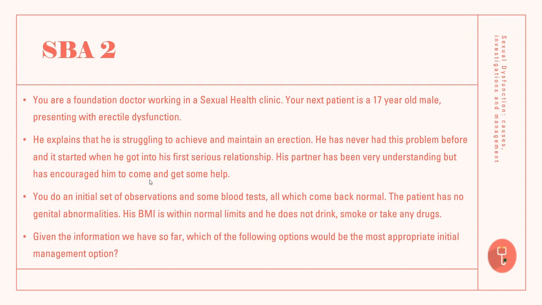So you do an initial set of observations and some blood tests, all of which come back normal. The patient has no genital abnormalities that you can see. His BMI is within normal limits. He doesn't drink, smoke, or take any drugs. So given the information that we have so far, which of the following options do you think would be the most appropriate initial management option for this patient?